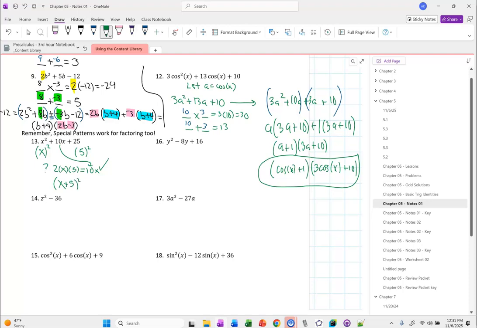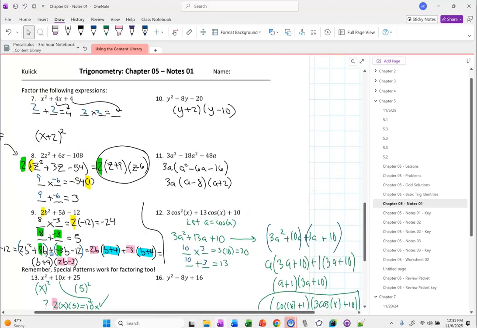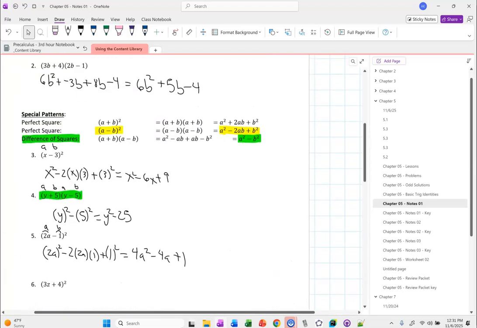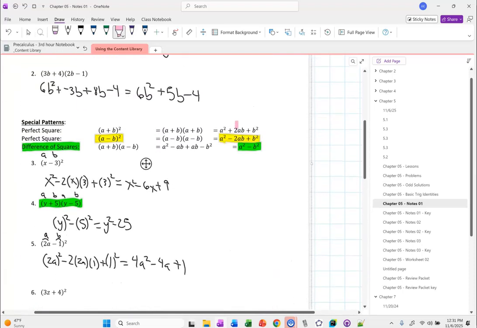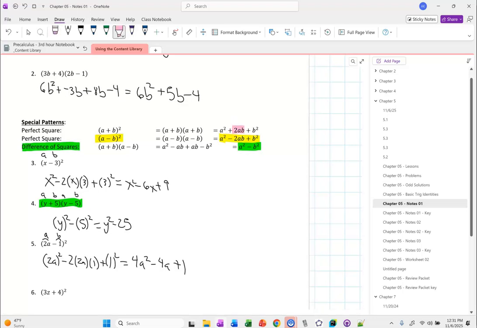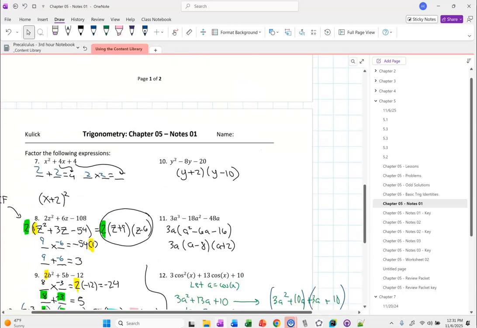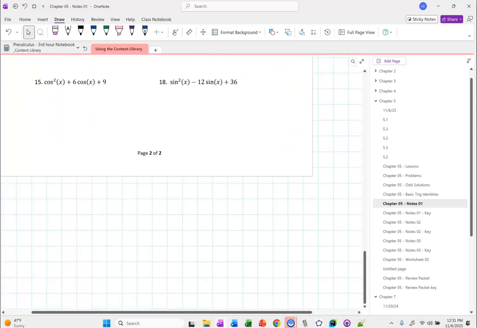Where did you get the 2 from? You're asking about this 2 right here? Yeah. I'm just checking to see if the middle works out with the a and b that I see. If it doesn't, what should I do? Back to the other type of factoring, right?